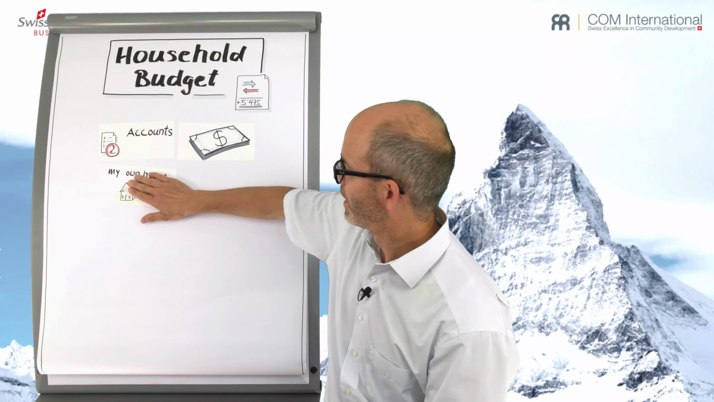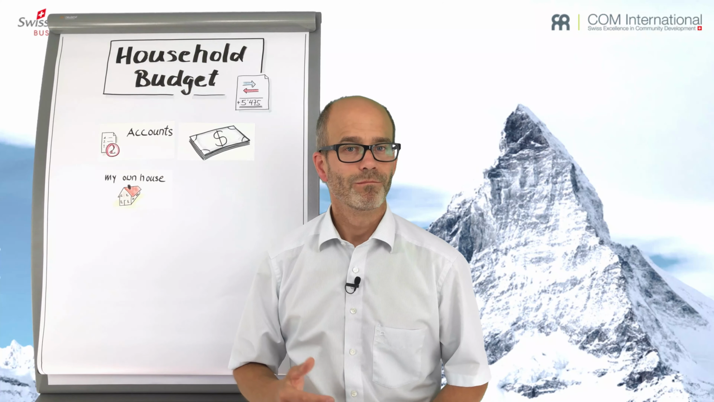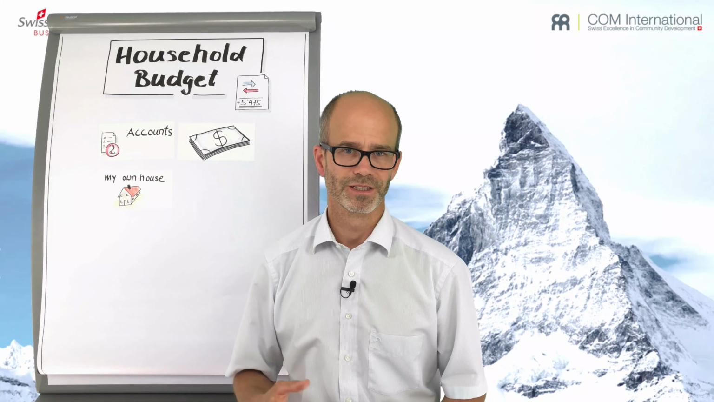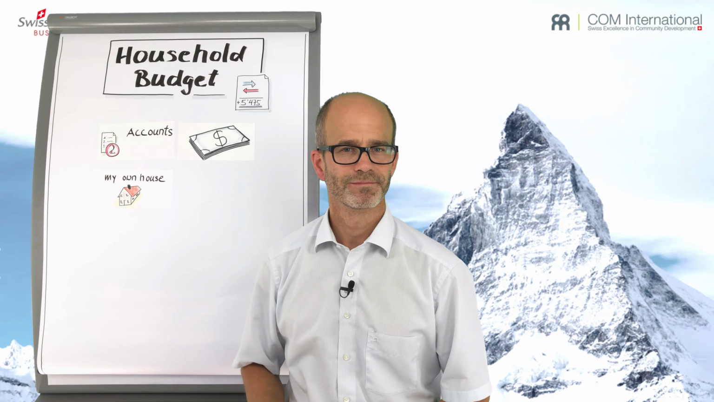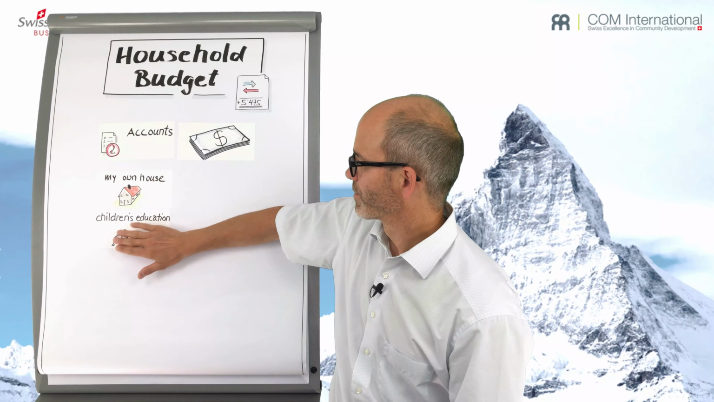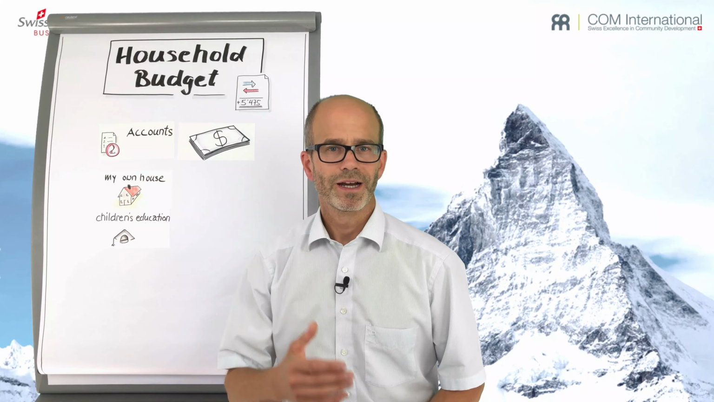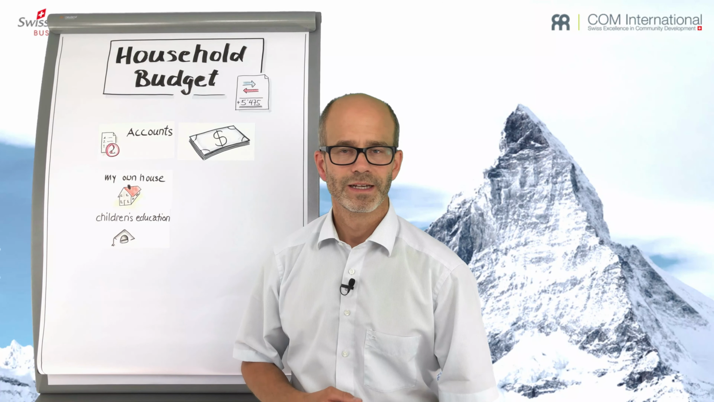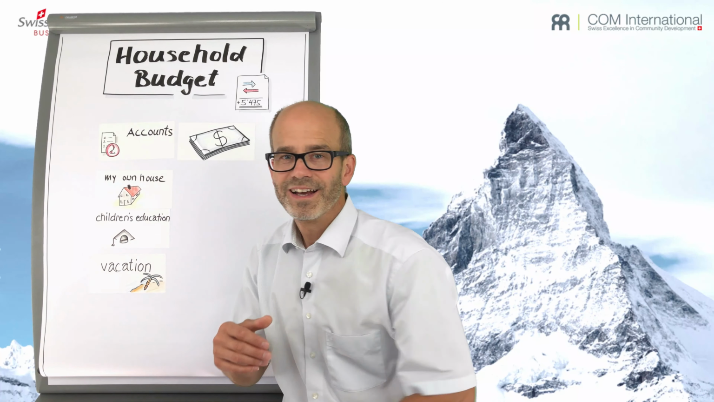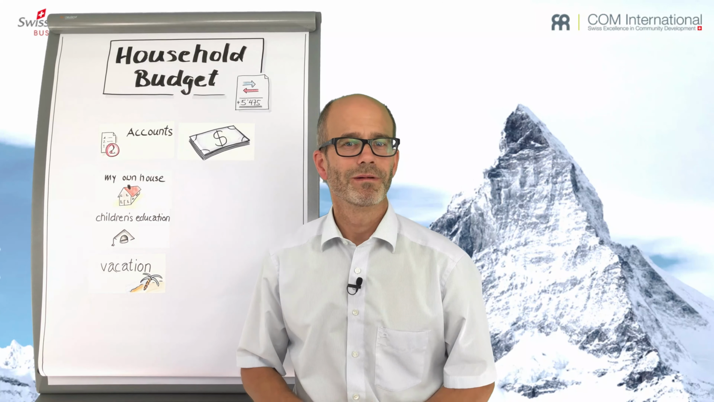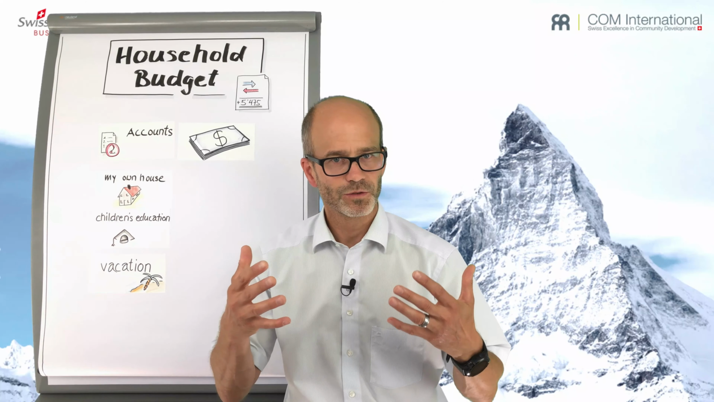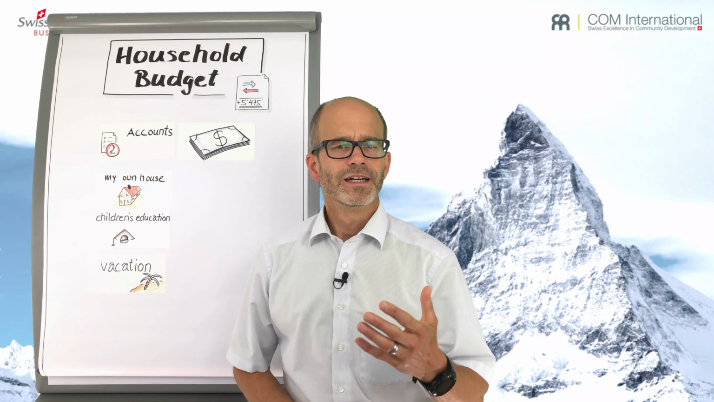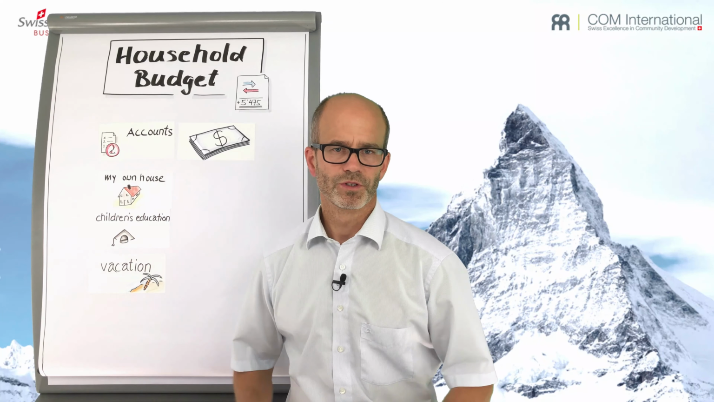First, I want to have my own house for my family, or a flat or apartment which belongs to me. Second, I want to prepare my children's education. It's expensive and so I need money. And third, I want to take vacations with my family. It's expensive, I have to save my money. These are my medium or long-term goals.